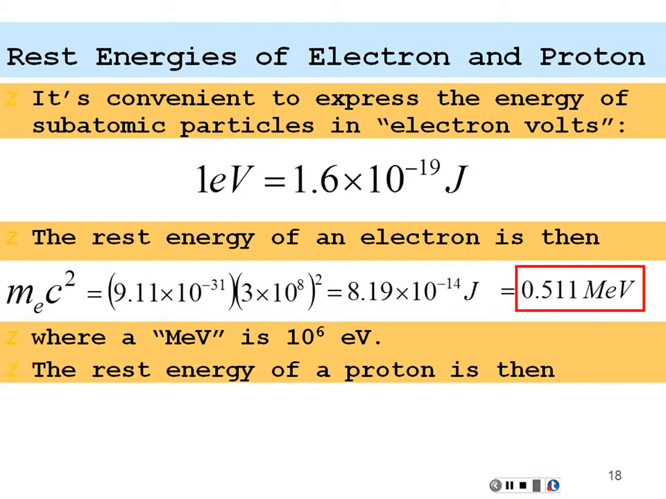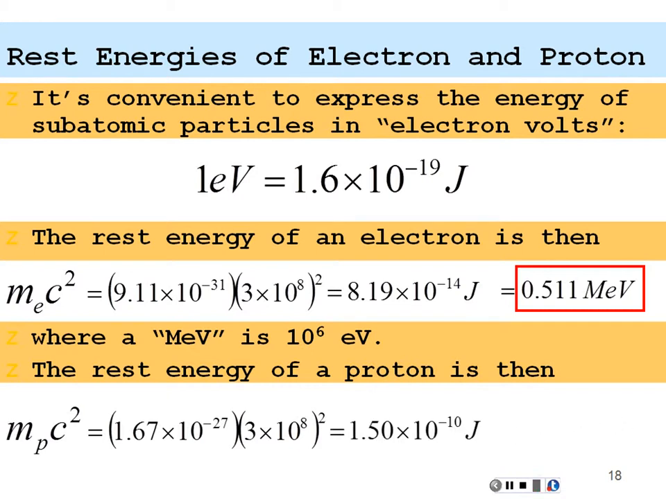The rest energy of a proton is the mass of a proton times the speed of light squared: 1.67 times 10 to the minus 27 kilograms times 3 times 10 to the 8 meters per second, squared. That is 1.5 times 10 to the minus 10 joules. Convert that, and it is 938 mega electron volts. We can see that the rest energy of a proton is almost 2,000 times the rest energy of an electron, going by the mass ratio.